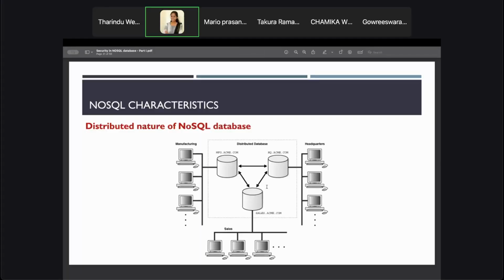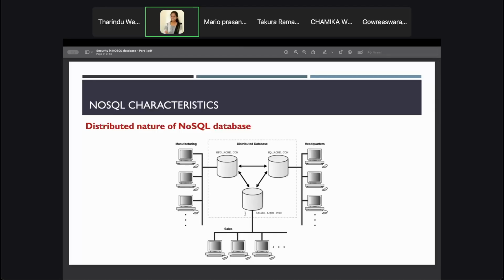Okay. So, like I said, we have this distributed nature of NoSQL databases. That means you can store your databases in different nodes and different people can access them. Take an example: there's a company, right? The company has a manufacturing unit and a sales unit, and they have a head office as well. Let's assume there's an ABC company, and ABC company's headquarters is in Colombo. They have their manufacturing unit in Galle. They have their sales department or sales unit in Kandy, right?